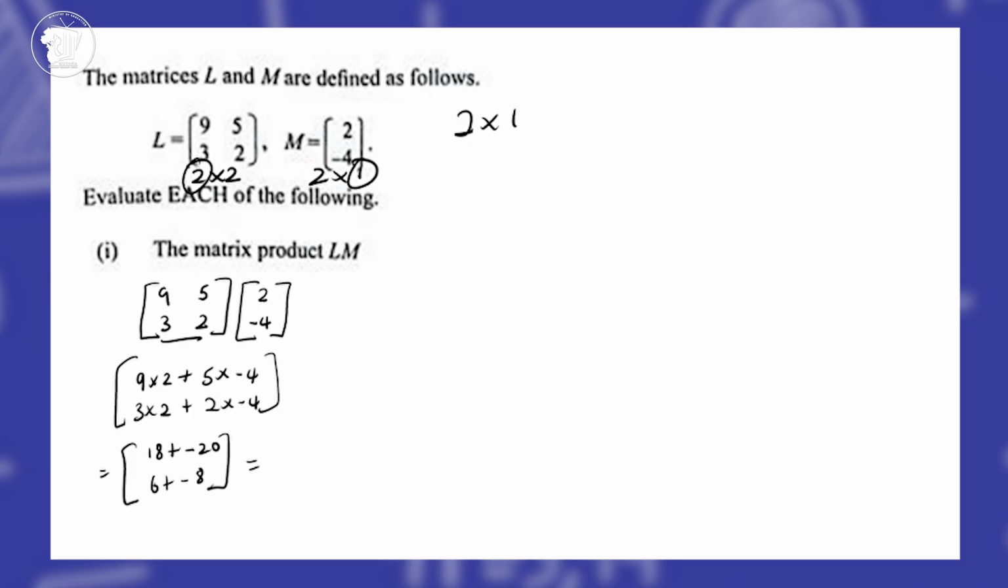So a positive and a negative will become a minus. So you'll have 18 minus 20 would be a negative 2. 6 plus negative 8, so these will become a minus as well. So 6 minus 8 would be a negative 2 as well. So the answer is negative 2, negative 2. So that is the answer for this question.